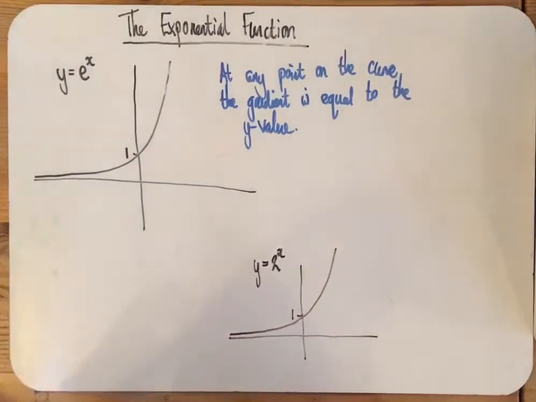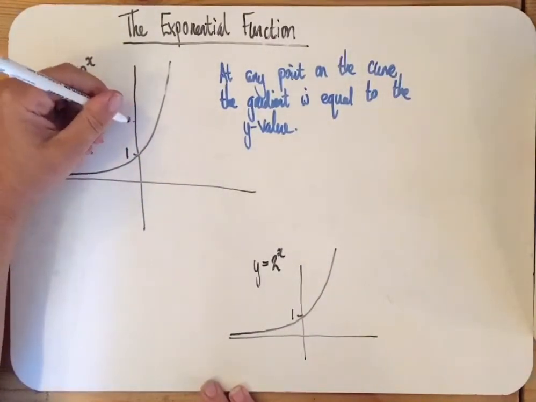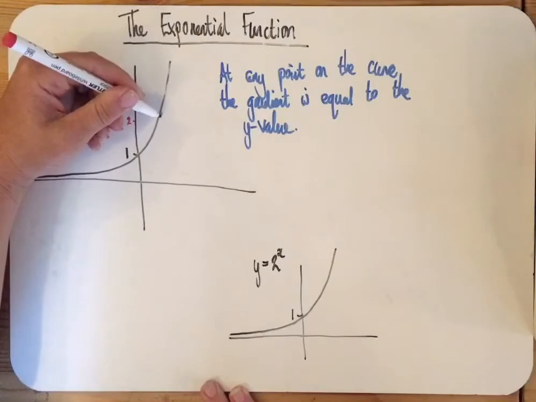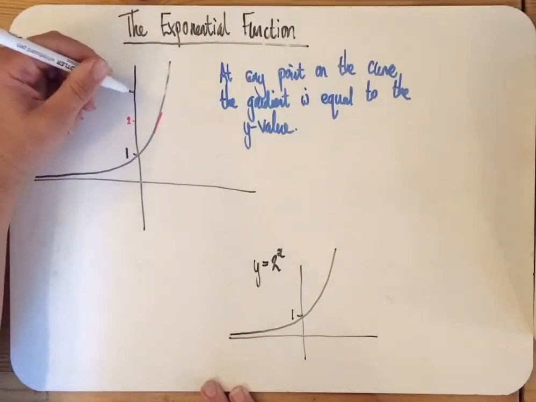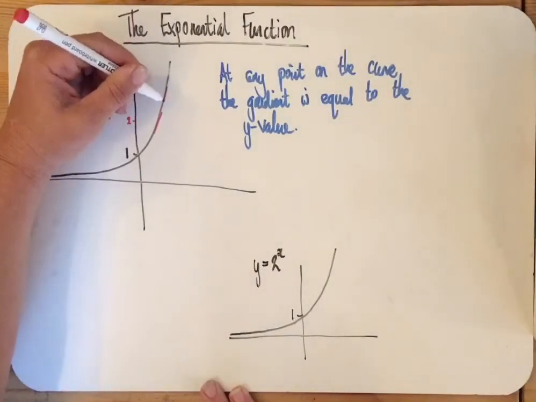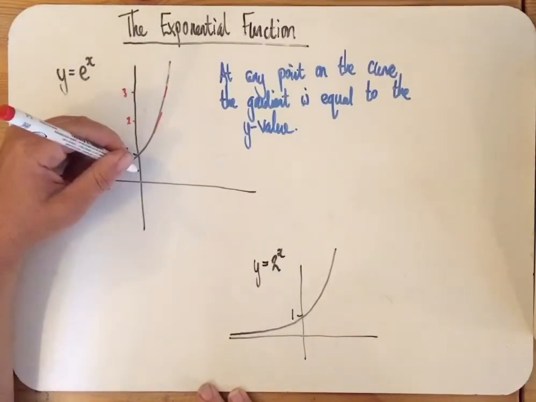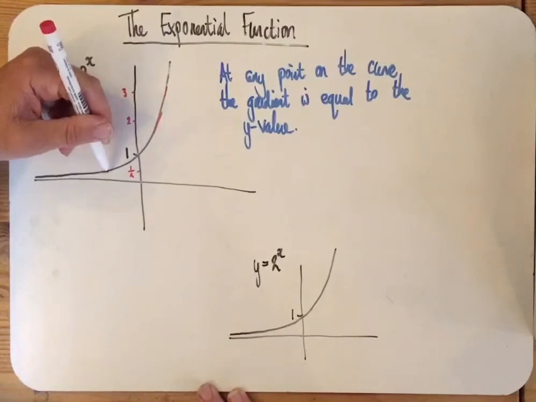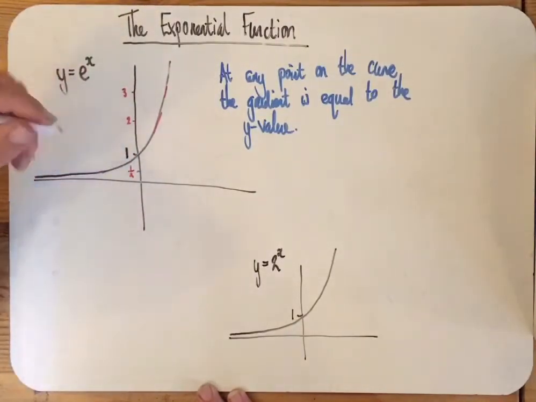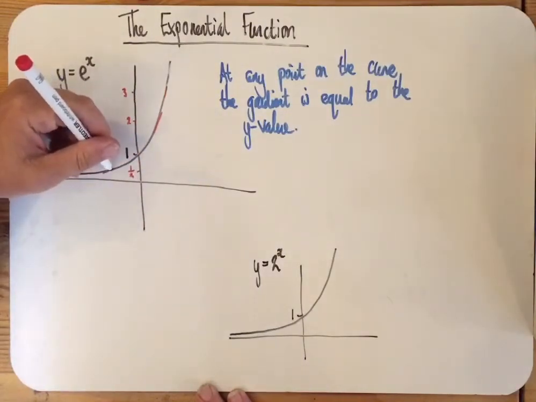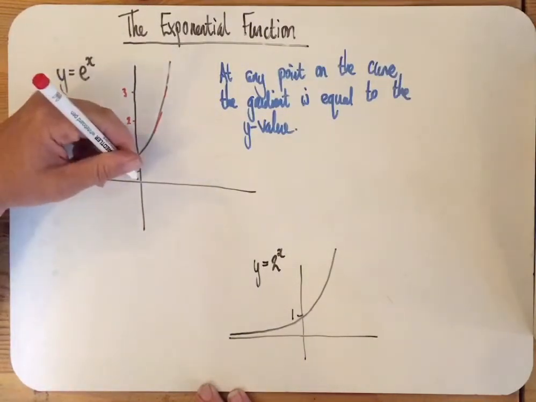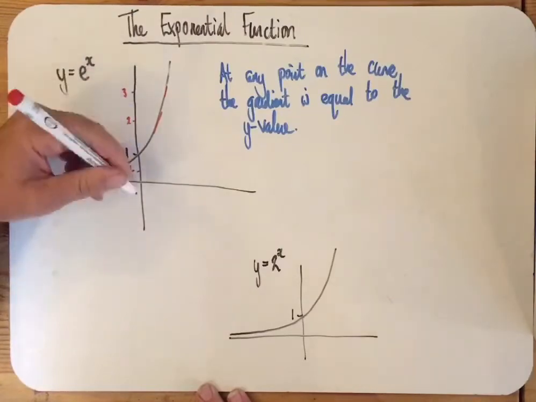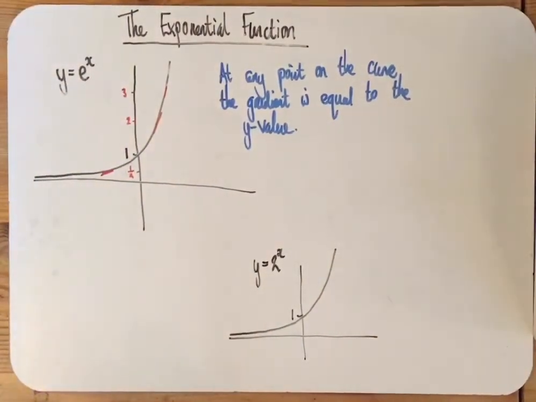Where y is equal to 2, if you draw a tangent in here, the gradient here will be 2. When y is 3, the gradient is 3. When y is a half, I'm ruining my sketch now, the gradient here will be a half. When y is a quarter, the gradient will be a quarter. So the gradient is approaching 0 as y approaches 0.